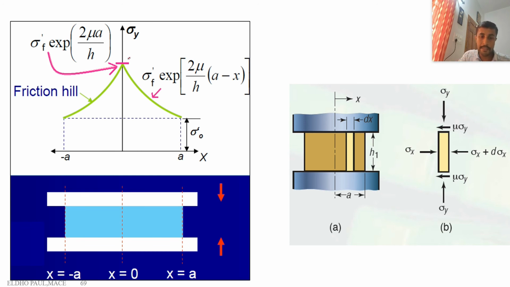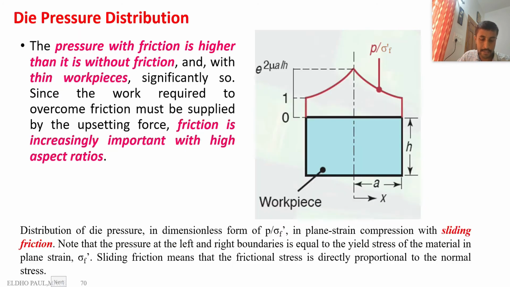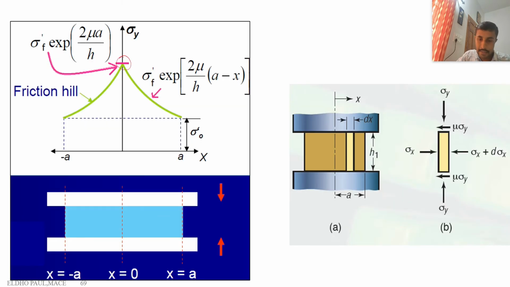At the tip, this is the maximum region where maximum stress is acting, at the center region. So this is the die pressure distribution. At the tip, it is maximum, and in the surface regions of the material, it is minimum. And the minimum value is equal to sigma dash f. And here sigma dash f is the flow stress of the material.